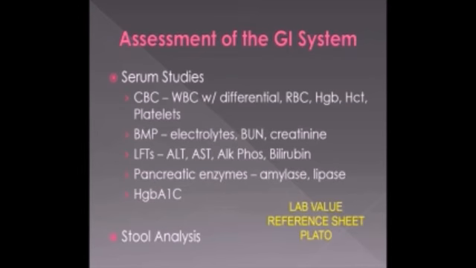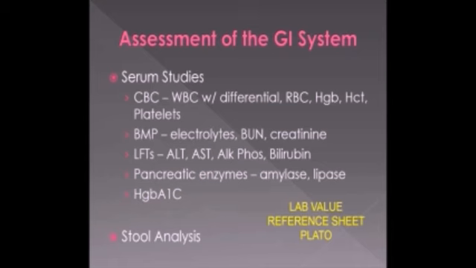Looking at the red blood cells, the hemoglobin, hematocrit, that would be important in case there's any type of gastrointestinal bleeding going on. We also look at platelets. Obviously, if somebody has a high number of platelets, they're at higher risk for clot development. If they have a low number of platelets, they're at higher risk for bleeding.